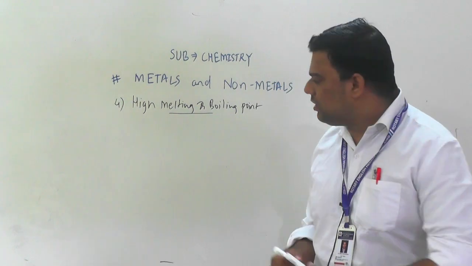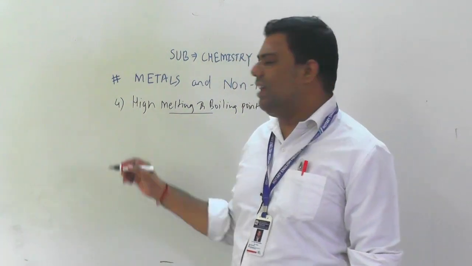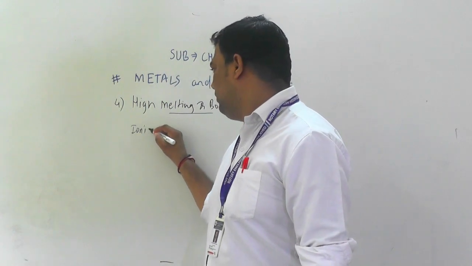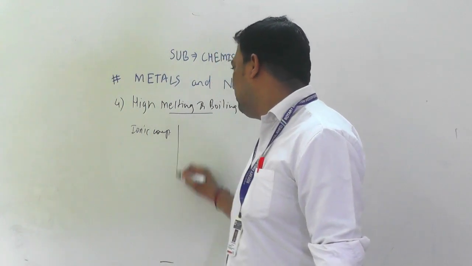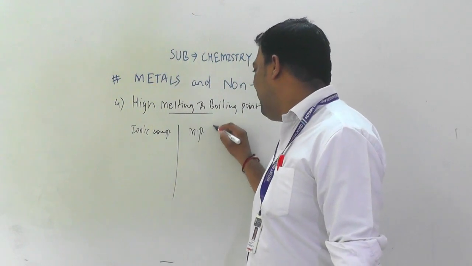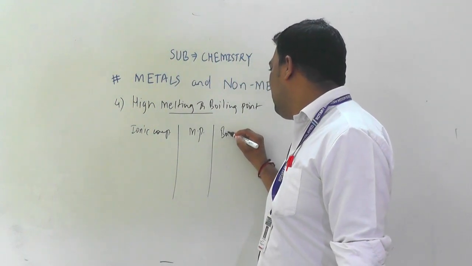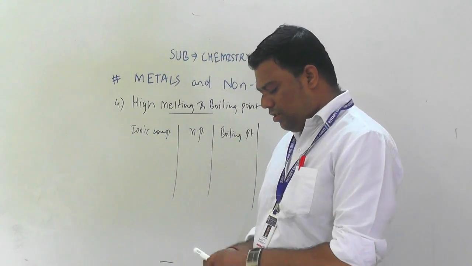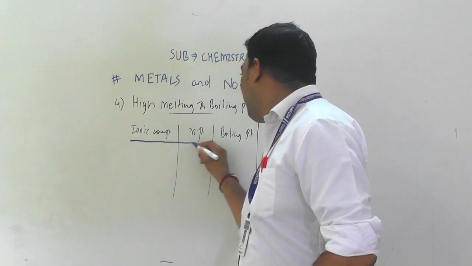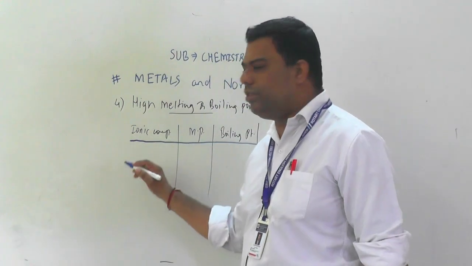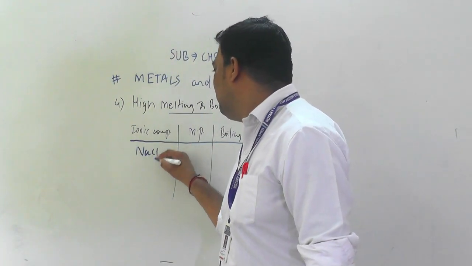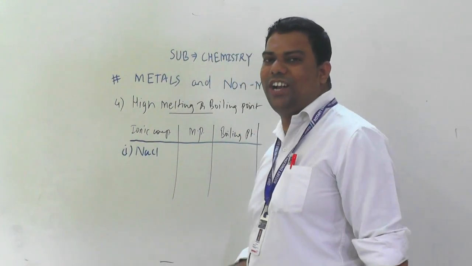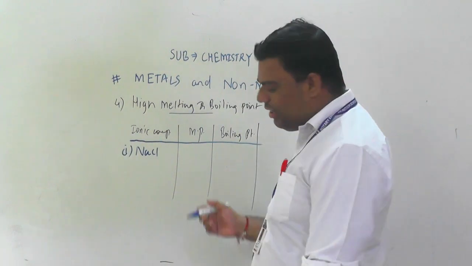So we will discuss some ionic compounds and their melting and boiling points. Here ionic compounds, here melting points, and here boiling points. Suppose you take NaCl, the first well-known ionic compound. NaCl is also called rock salt.